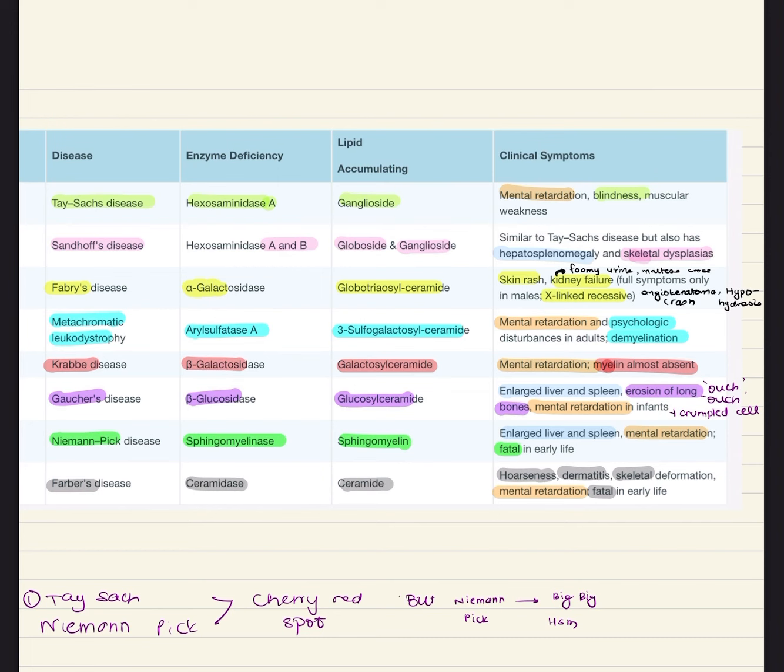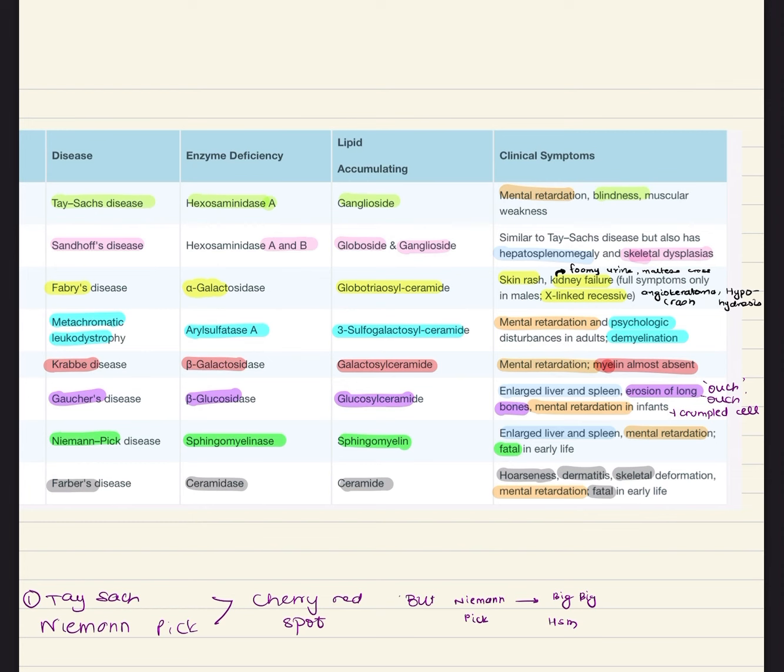What you need to pick up is if the question has blindness written. There's nothing else which is causing blindness. If they're saying that there's blindness, then it is Tay-Sachs. And there's also muscular weakness. So if there is blindness, it is Tay-Sachs. Also see, it is hexosaminidase A, and what is accumulating? Ganglioside is accumulating. So Tay-Sachs is easily identifiable.